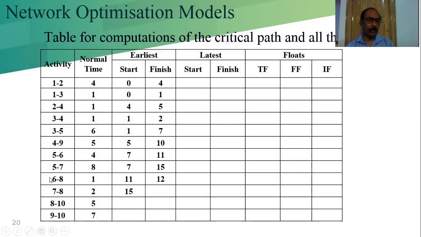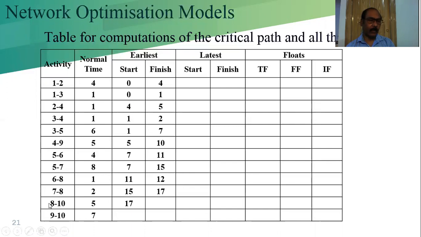Now we are going to calculate 6 and 8. What would be the start value? Now search here, where is the 6? 6 is there. What is the finish value of the 6 node? 11. So 11 should come here. 11 plus 1 is equal to 12. Now here is 7, 8. What value is there? Only 1, 7, so it is not confusing here. So 15 will be here. Now 15 plus 2 will be 17.